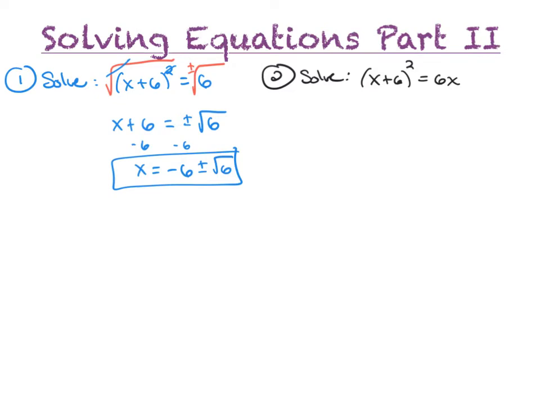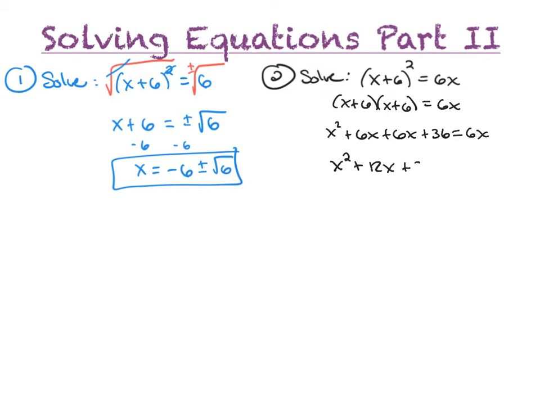squared. And when I do (x + 6)(x + 6), I've got x squared plus 6x plus another 6x plus 36 equals 6x. So x squared plus 12x plus 36 equals 6x. Now I have a quadratic equation, and the best way to solve that is to get it equal to 0. So we'll subtract 6x from both sides, leaving us with x squared plus 6x plus 36 equals 0.